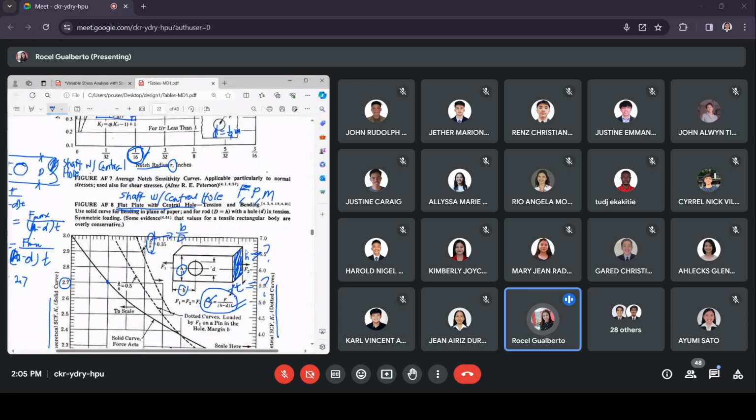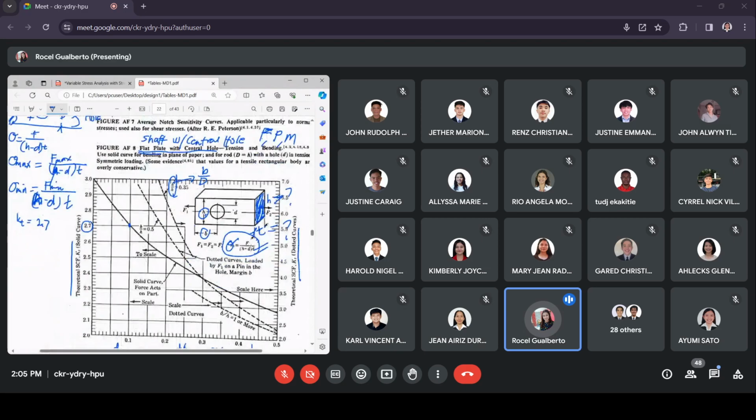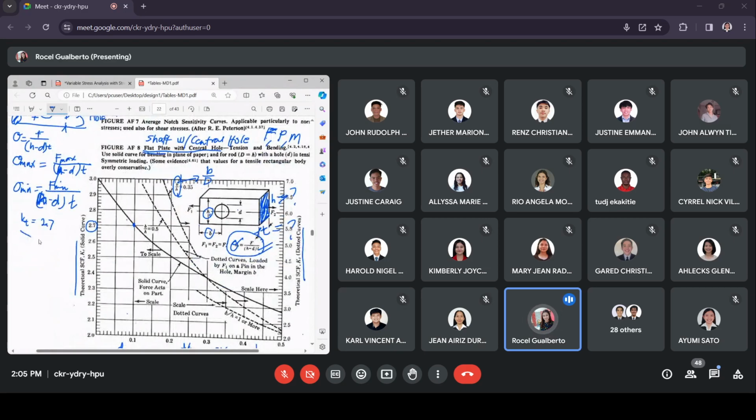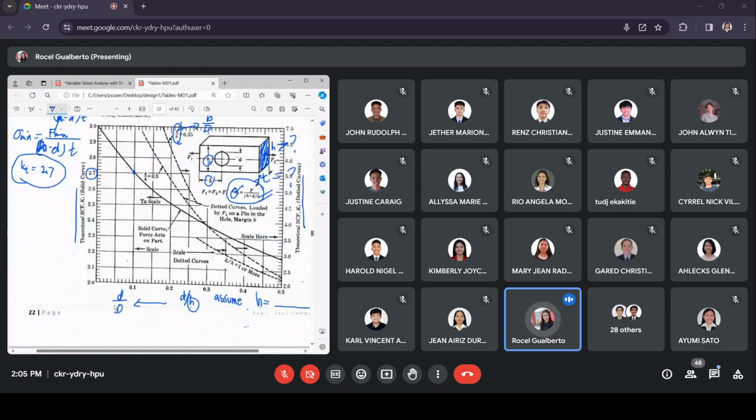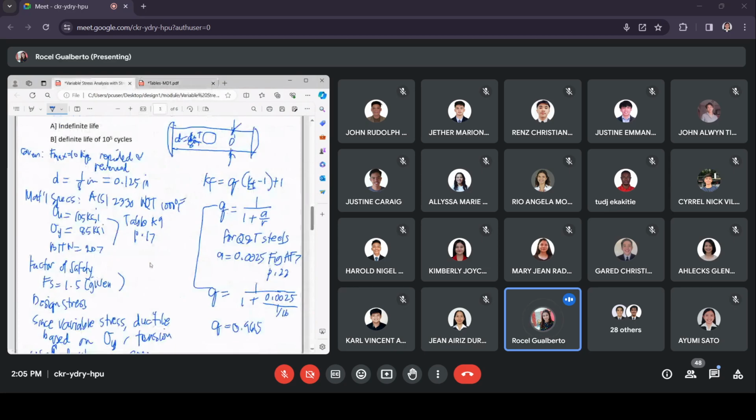Okay, only that you will have a circular cross section. In order to obtain the value of KT, you have here first the x-axis. On the x-axis, you would have D over D, the ratio of d to the diameter of the shaft. So, yun po yung kukunin natin.